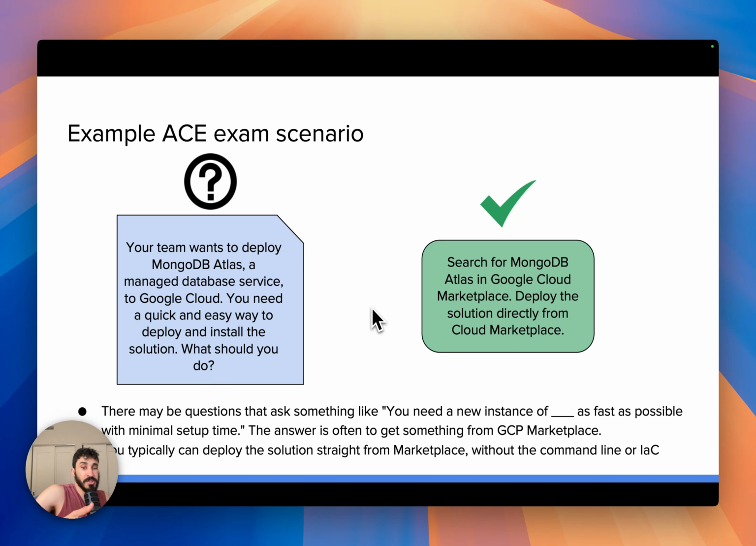Essentially, any question that you see where it's like you need a new instance of something as fast as possible with minimal setup time, and you know that it's not a GCP service, the answer is often to get something from the marketplace. You typically deploy it straight from the marketplace without the command line or infrastructure as code.